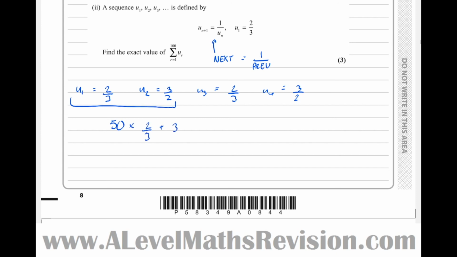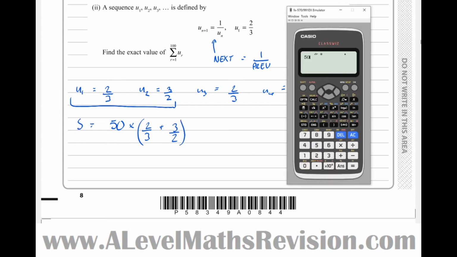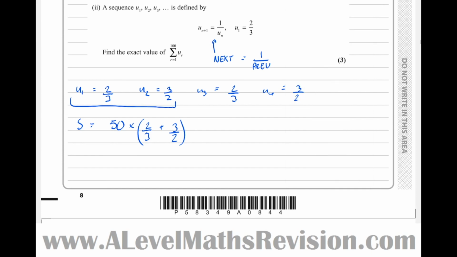2/3 plus 3/2. We'll say S equals, let's just pop that in the calculator, 50 times 2/3 plus 3/2. And there's our answer. So 325/3. And there we go, we're done. So that is that question there done.